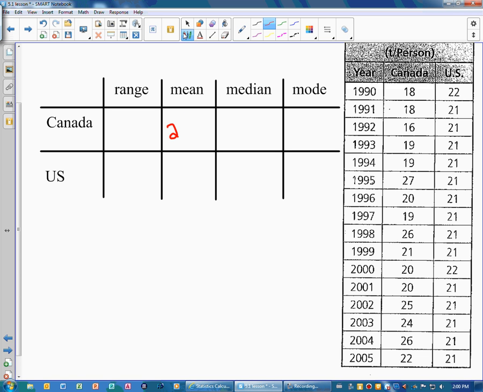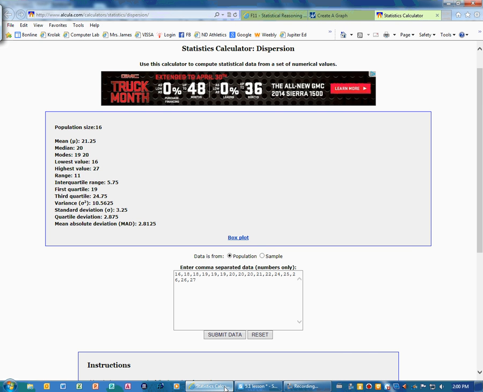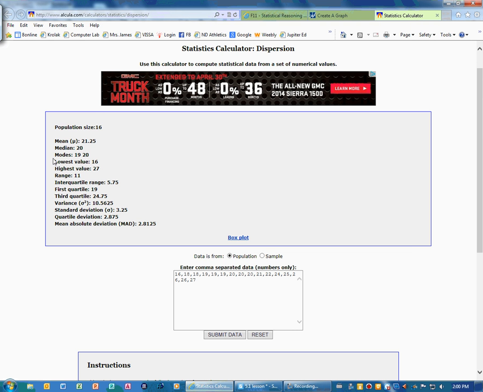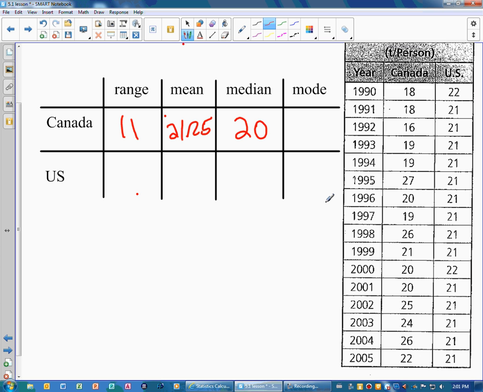Oh, I don't know why my pen's not working. Now it's all over the place. The mean was 21.25. The median was 20. I remember the range was 11. And the mode, we have two of them. The modes were 19 and 20, meaning 19 and 20 occurred the same number of times.